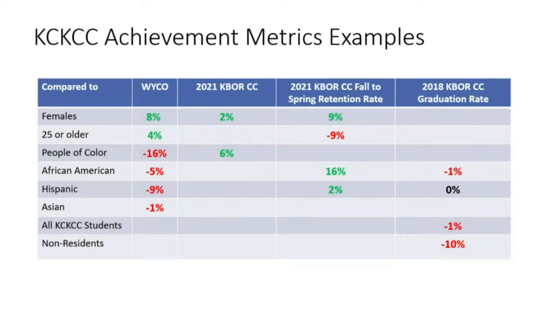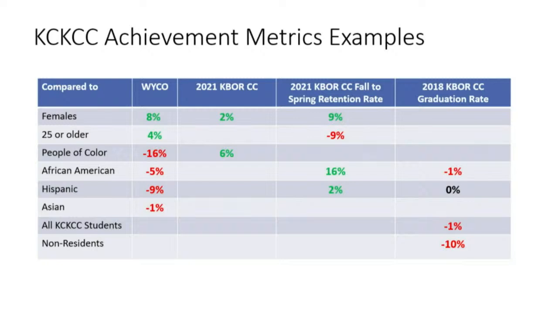Compared to, so that second column is most recently 2020 Board of Regents system data. So this is all the community colleges that are part of the Kansas Board of Regents. As you can see, we enroll 2% more female students than our peers within the system. And then those other two columns are related to actual outcomes in terms of graduation rate and fall to spring retention rates, based on the level of detail that we could translate to the actual report.